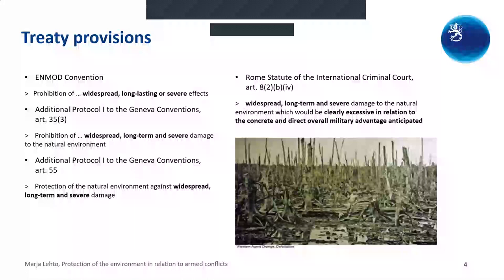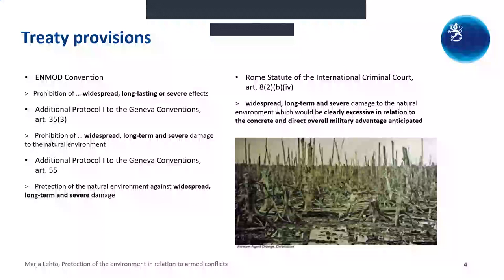The first of the relevant Additional Protocol 1 provisions prohibits the use of any methods and means of warfare that are intended or may be expected to produce widespread, long-term, and severe damage to the natural environment. The second provision requires the states parties to take care to protect the natural environment from widespread, long-term, and severe damage. And then there's a provision that prohibits reprisals against the natural environment. In addition, the same threshold of widespread, long-term, and severe damage has been repeated in the Rome Statute of the International Criminal Court in the definition of an environmental war crime.